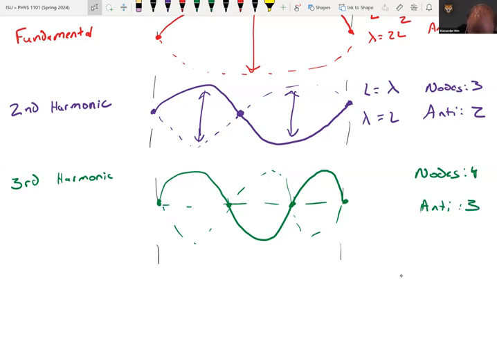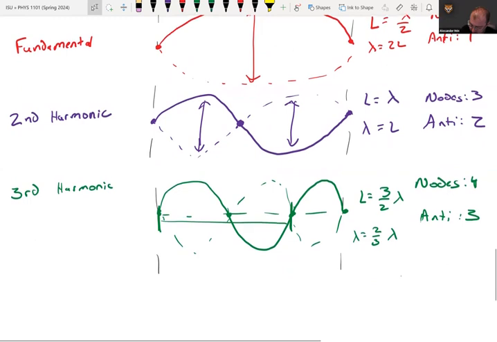Actually, I'll probably just stick with this one. And then the length is equal to, well, it's actually 1.5 wavelengths. So a full wavelength would be right there, a full cycle between right there, and then there's another half cycle. So this would be 3 over 2 lambda. And then lambda is equal to 2/3 L.